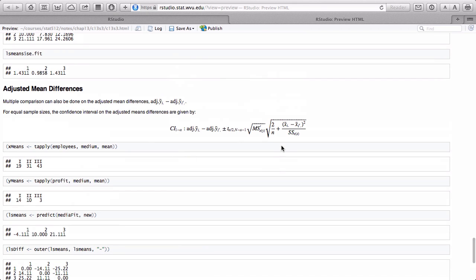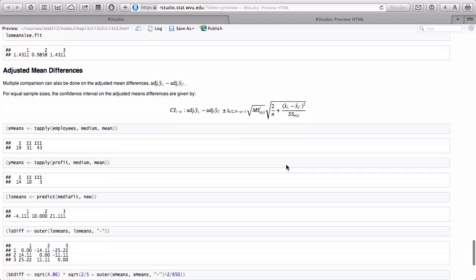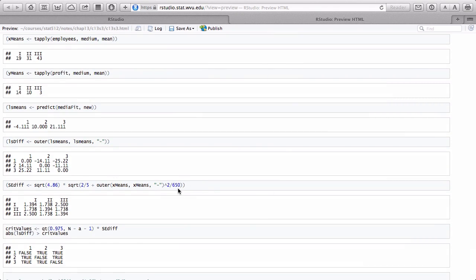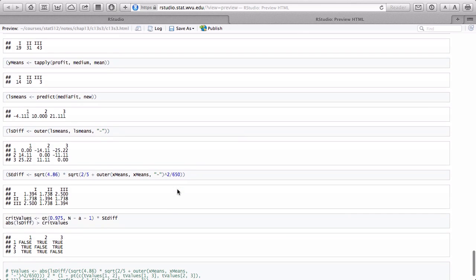And this sum of squares residual due to x, that's computed someplace in the book. It's simply 650. But you could look at the book and compute that yourself. I'm not sure it's in any of the output I have, but it is in the book. And so this is the standard error of the differences right here. And then the critical value is the quantile for the t with n minus a minus 1, which in this case is 11 degrees of freedom, times the standard error of the difference.